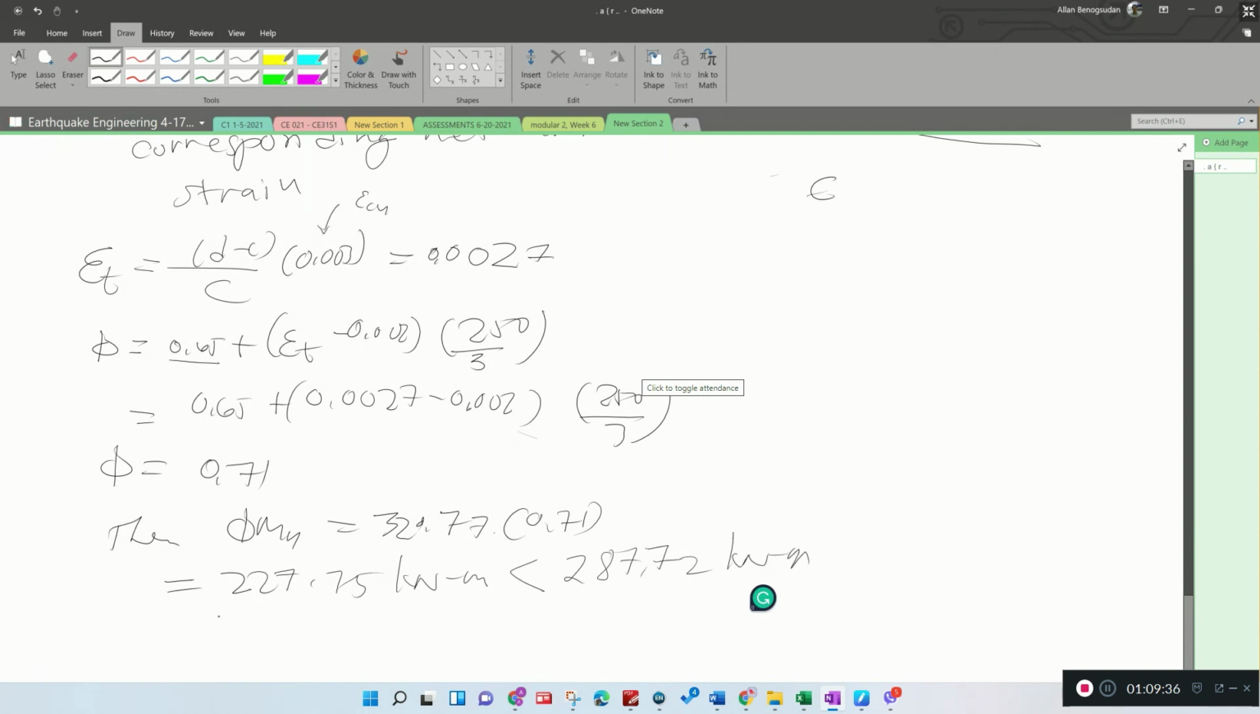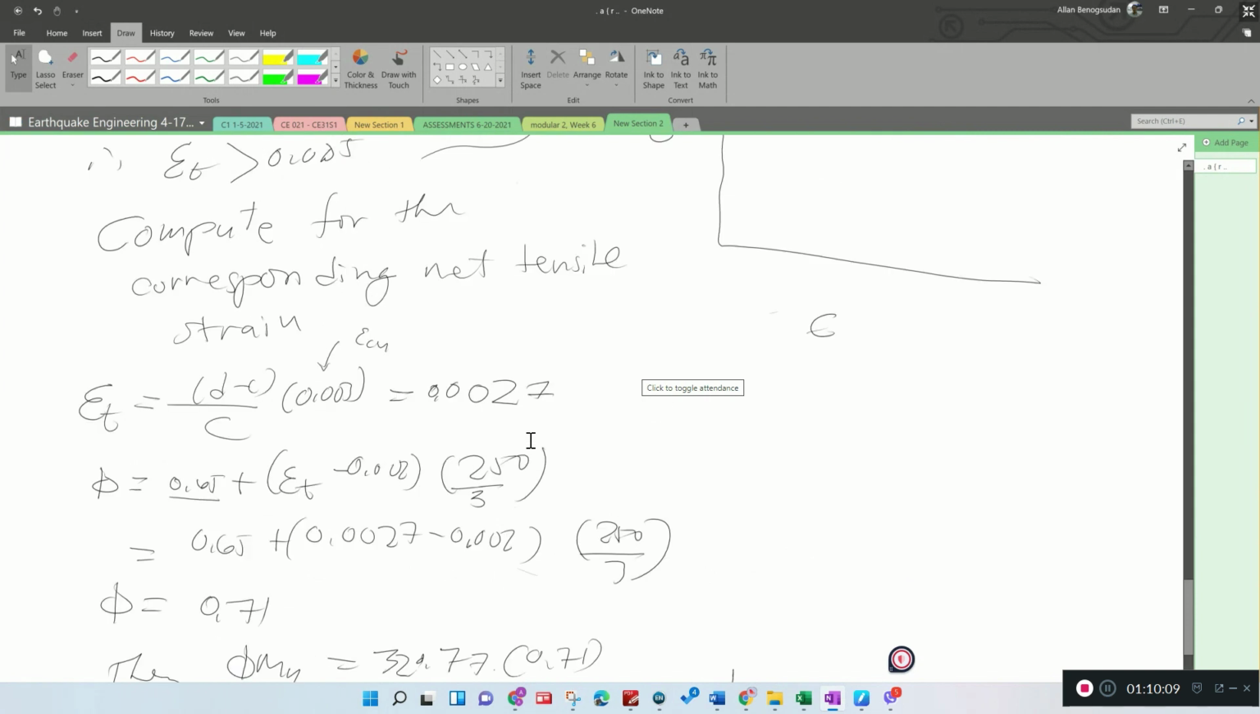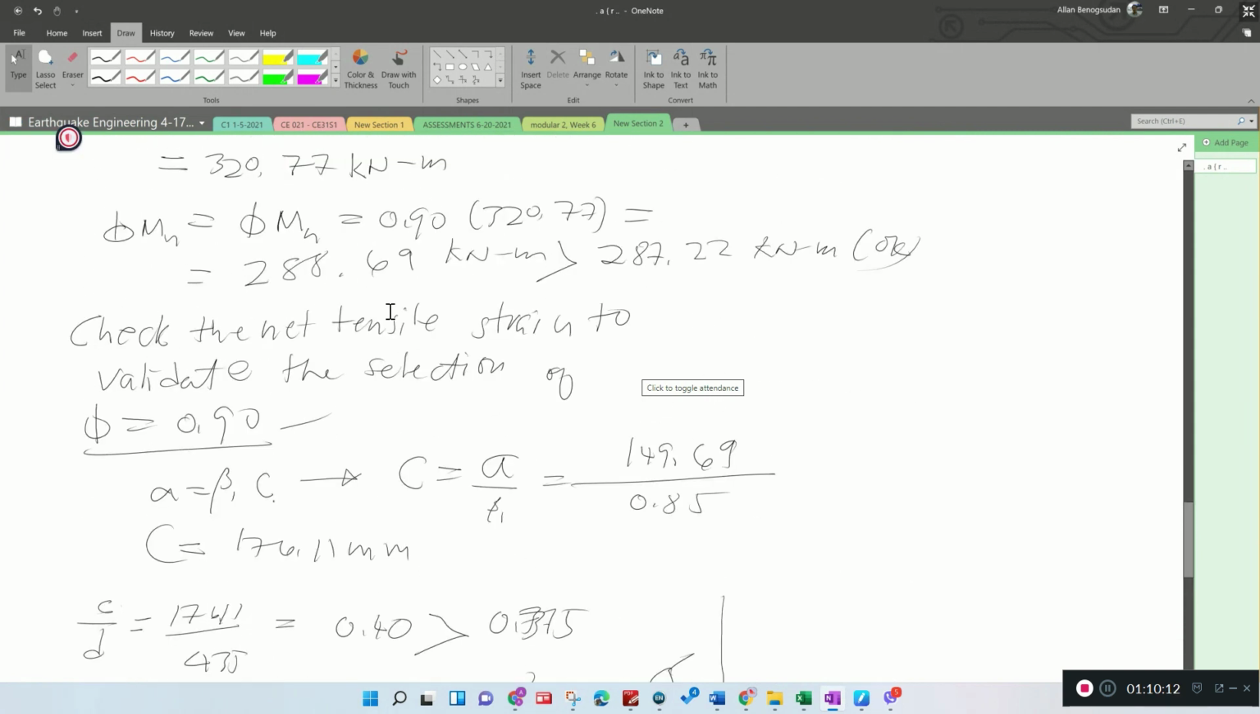So I mean this is not okay. So your answer then is not correct. Your a earlier is not correct, because we just assumed phi of 0.90. And when we assume 0.90, it's critically just equal to 288, 287. So it's just 288. So you can see this, it's just barely above 287.